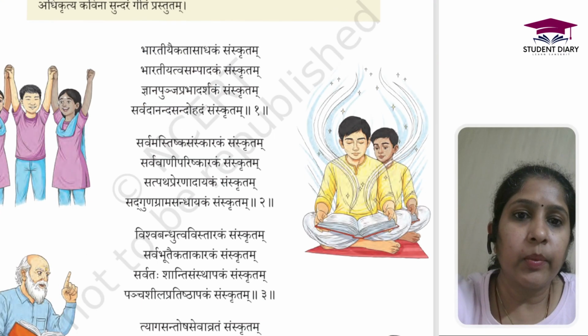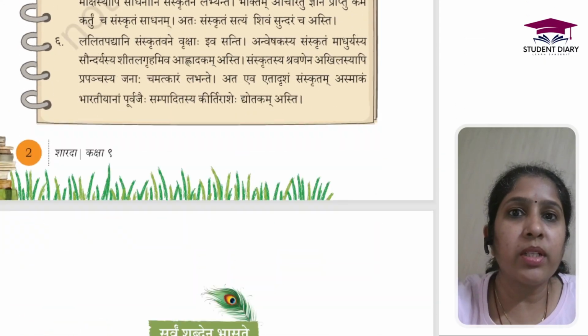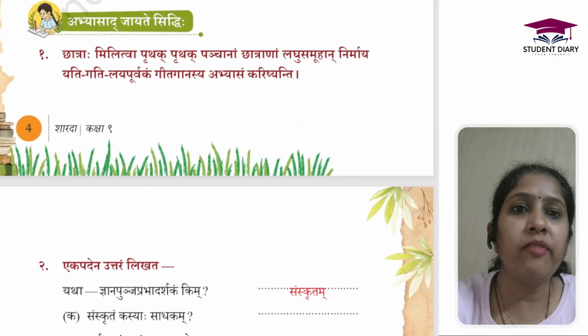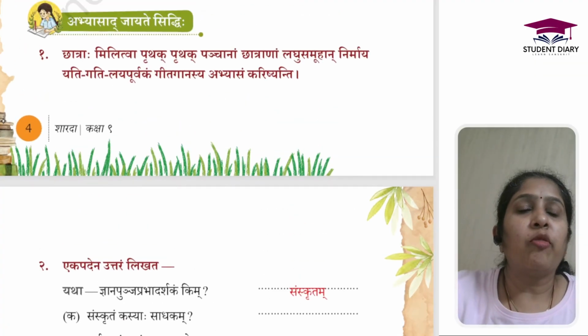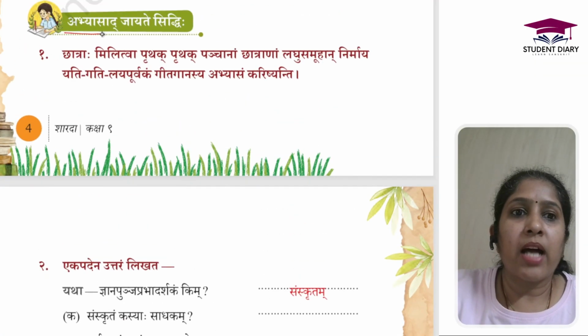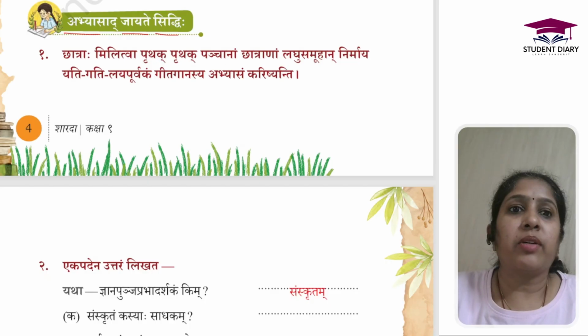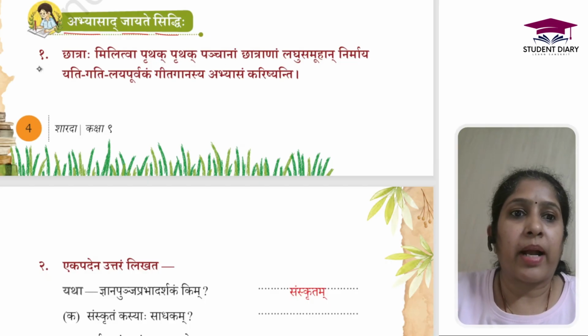Okay, let's start. It was a wonderful poem, right? Now we have to see how much we have learned, how much we have understood. So abhyasat jayate siddhi. Abhyasat means from practice. Jayate means we get. And siddhi means perfection. So from practice we get perfection. That's what they are telling. So now let's start doing the practice.